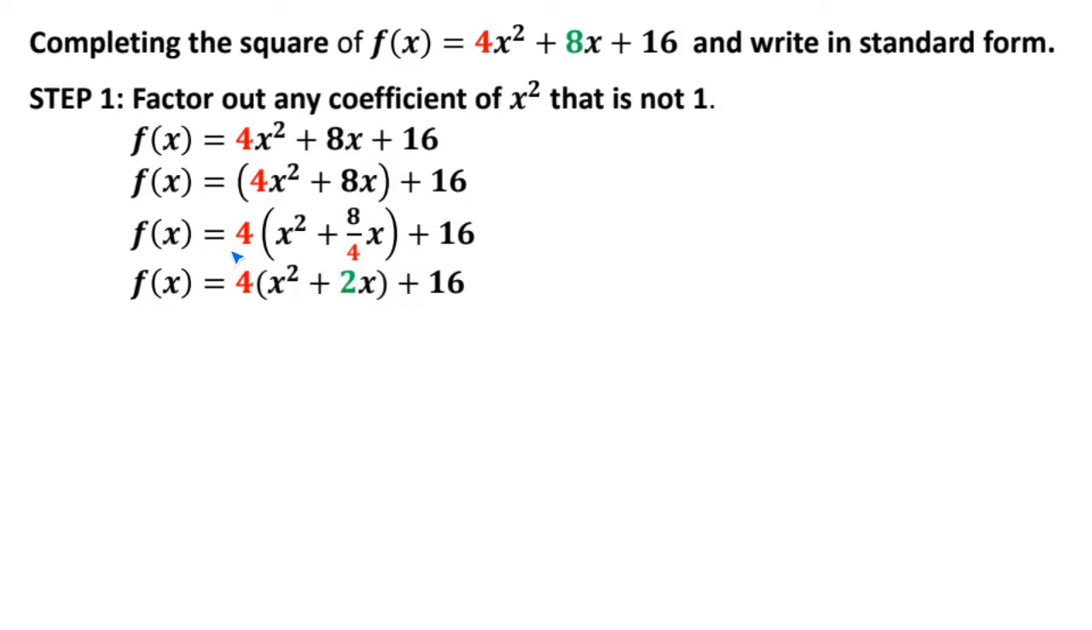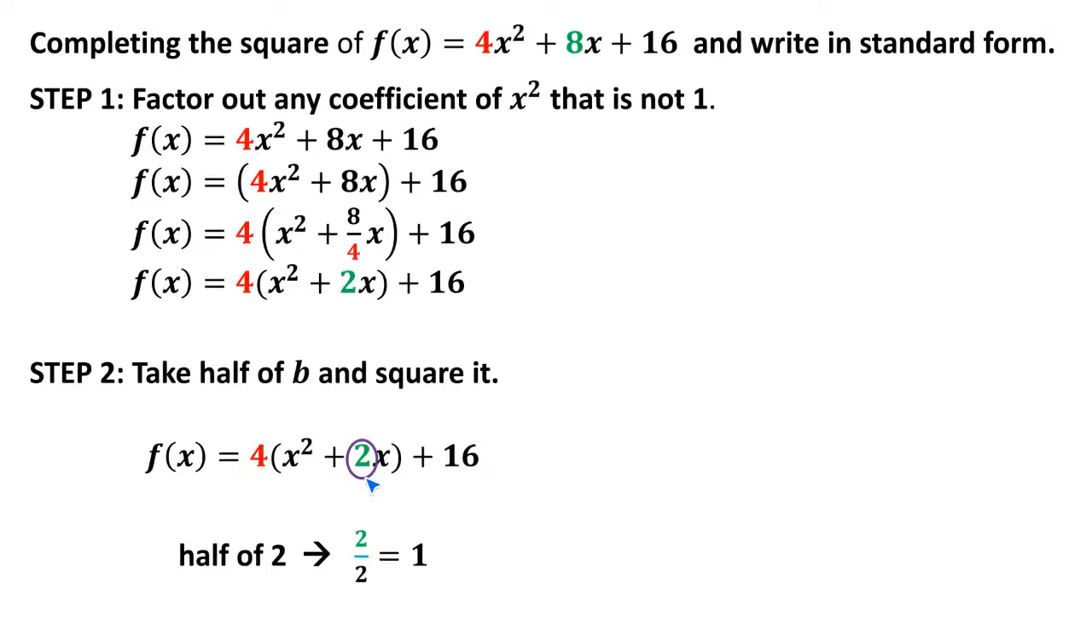Okay, so let me repeat that. So my greatest common factor was 4. So if I divide this 4 by 4, I get a 1. If I divide 8 by 4, I get a 2. Okay, so now the number in front of x squared is a 1, which is what we need to have. So in front of x squared, we have a 1. So we can go to step 2.